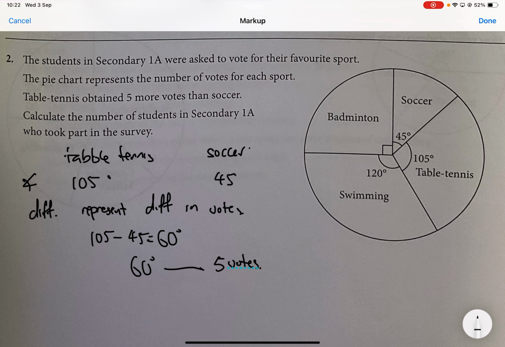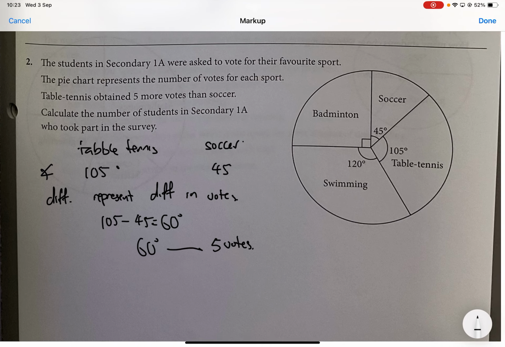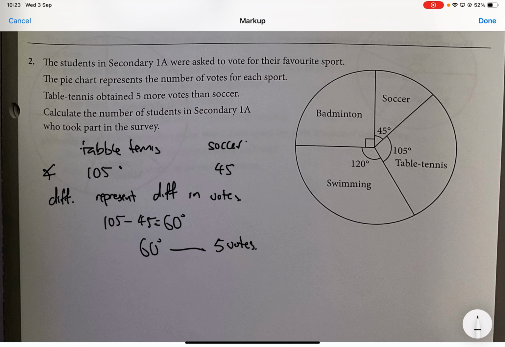Okay? Then when we want to find back the number of students, the total number of students will be the total number of votes. And the total number of votes will make up the entire circle, which is 360 degrees. So they are actually asking us to find, if 60 degrees represents 5 votes, how much is 360 degrees? If I can find how many votes 360 is, I find the total number of students already.